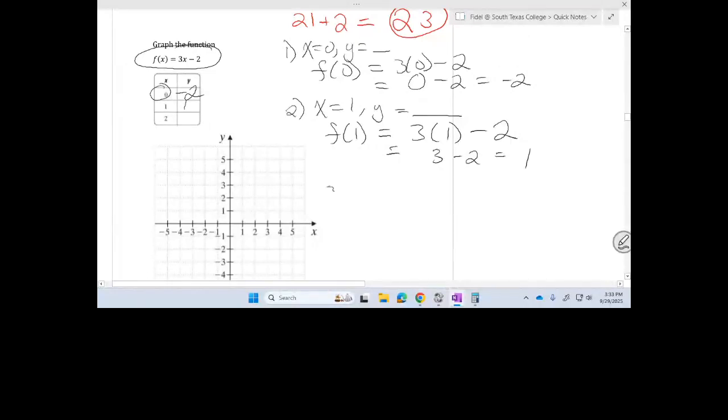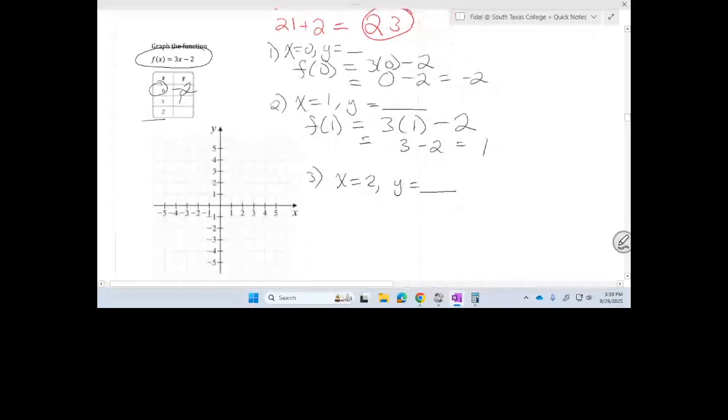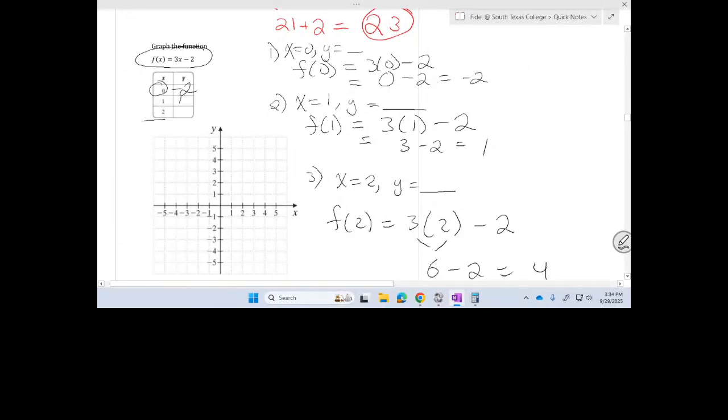Step number 3, y'all. We know now that x is 2. Okay, x is 2. What is the value of y? I don't know. We're going to find it. Okay. So we're going to come back here. We're going to find f of 2. Okay, so we're going to write this out, y'all. 3 times 2 minus 2. Anybody know what 3 times 2 is? 6. Very good. And finally, y'all, 6 minus 2, boom, that's just going to be 4.